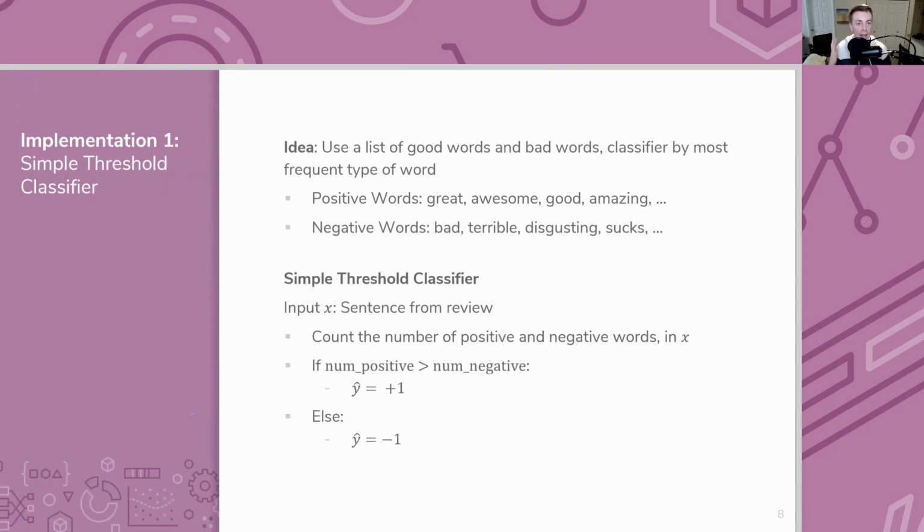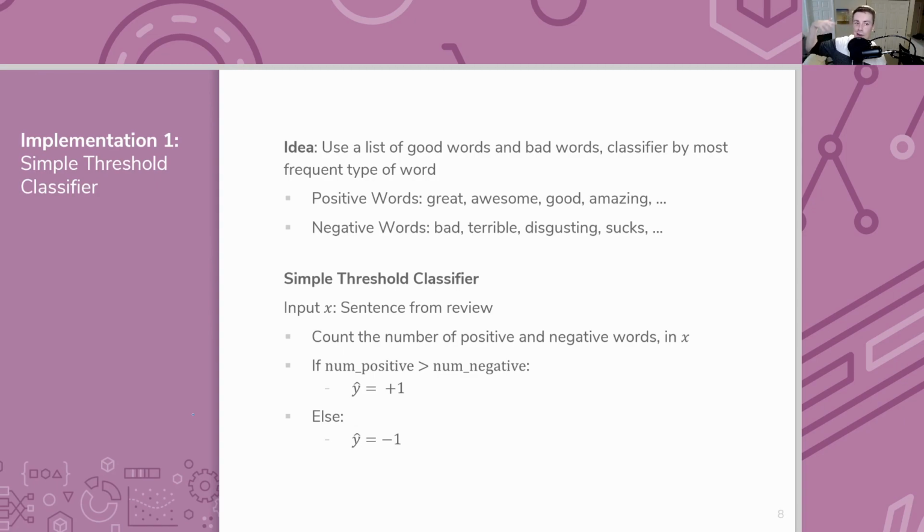So let's try a first idea of how to represent this model, an idea for what a model could follow in order to make these predictions. So here's the idea. Make a list of good words and a list of bad words, and then classify a sentence by whichever type appears more frequently.